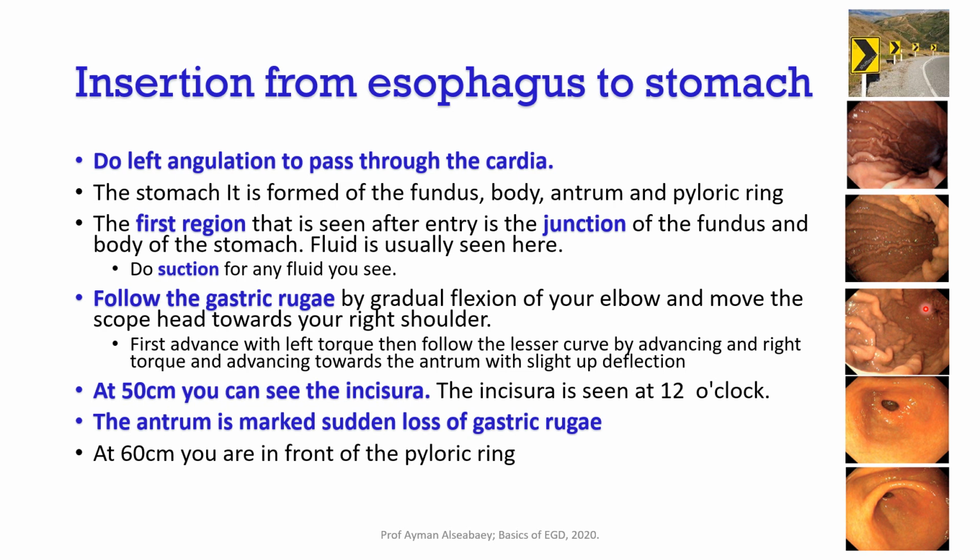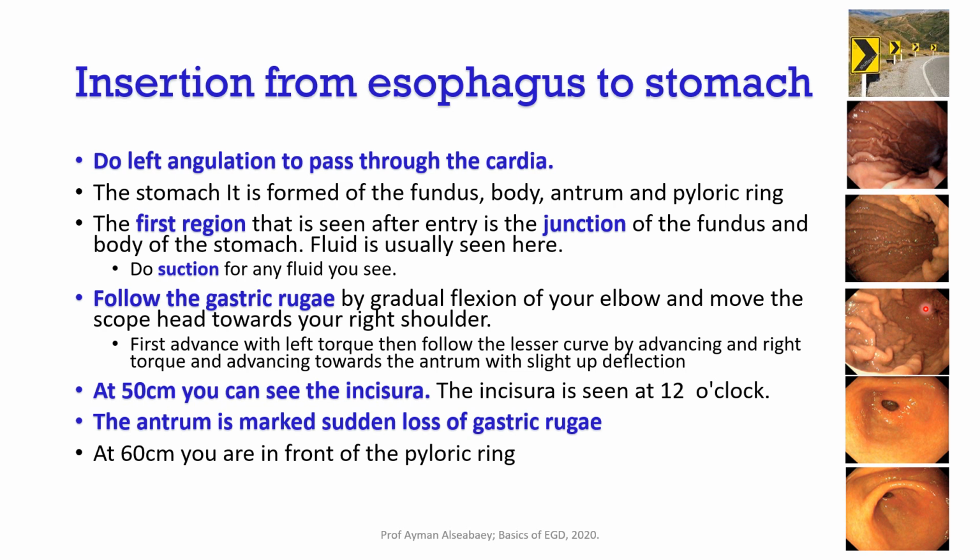After examination of the antrum, I should pull the endoscope gradually till I see the incisura. The incisura is generally present at 50 centimeters from the incisors, and you should keep this distance in your mind. Here I should do maximum up deflection of the endoscope, and at the same time, before pushing or pulling out, I will extend my elbow suddenly.